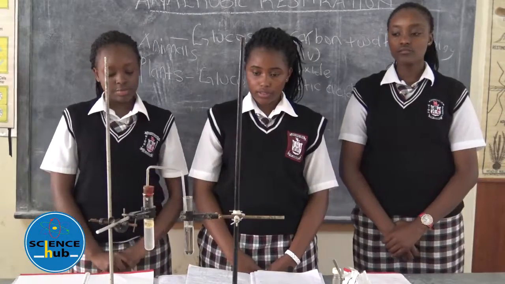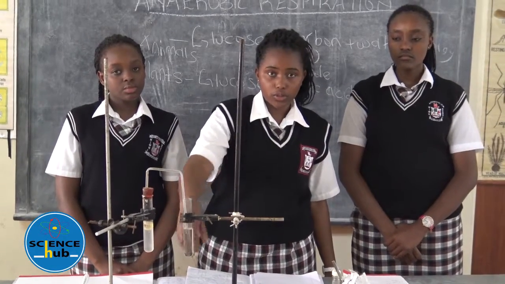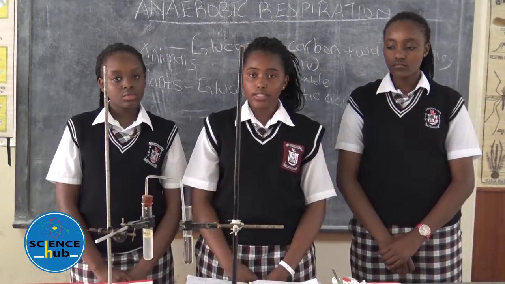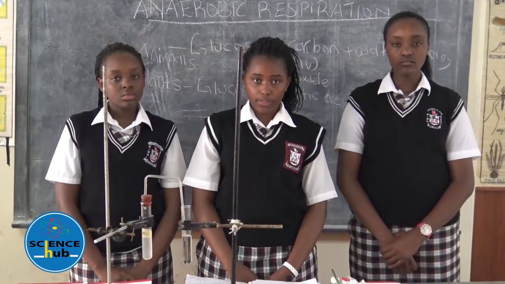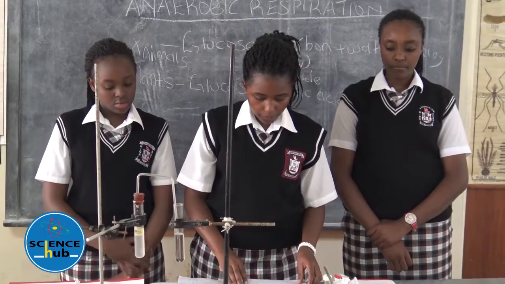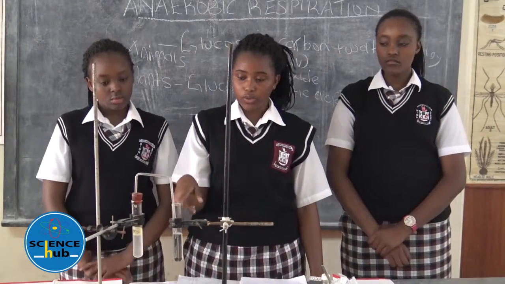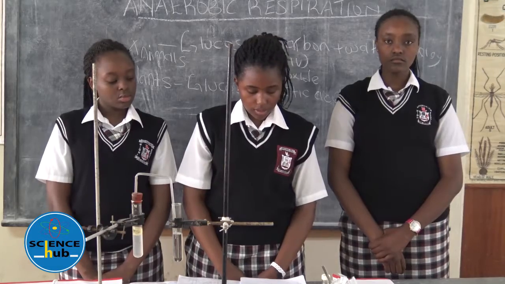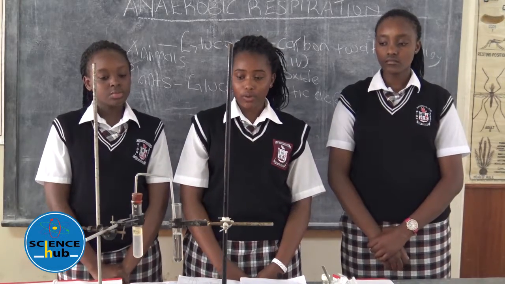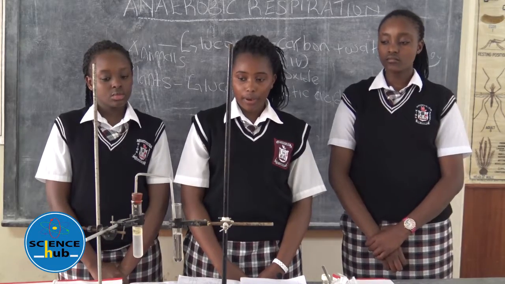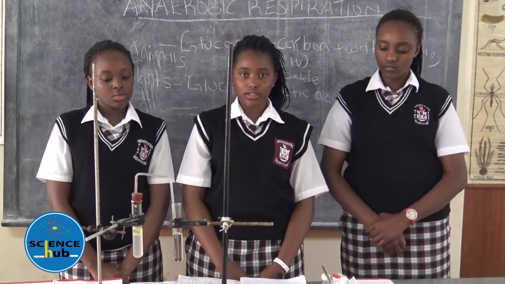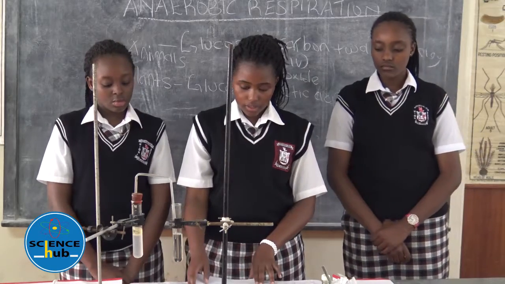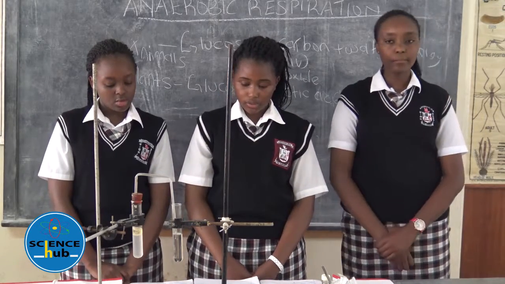After a few minutes, this is the boiling tube that contains calcium hydroxide. We are told that the boiling tube containing calcium hydroxide will form a white precipitate. Then in the boiling tube that contains glucose, yeast and oil, it will start having a smell like alcohol. Then my colleague will take you on to the next observation and explanation.